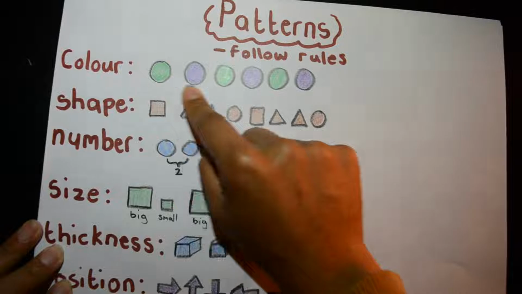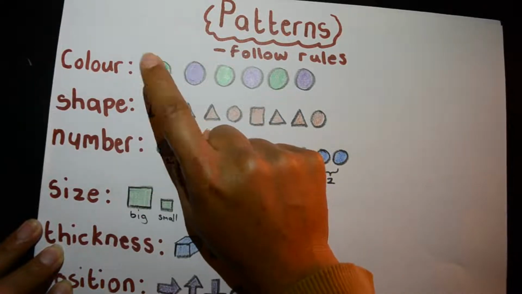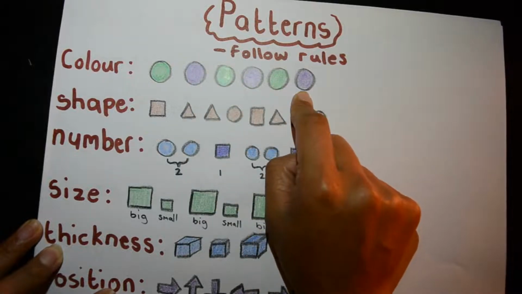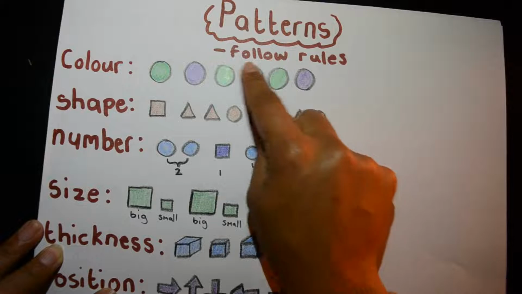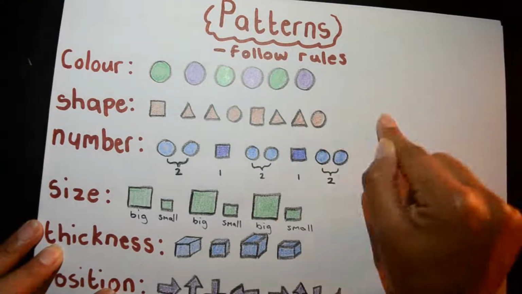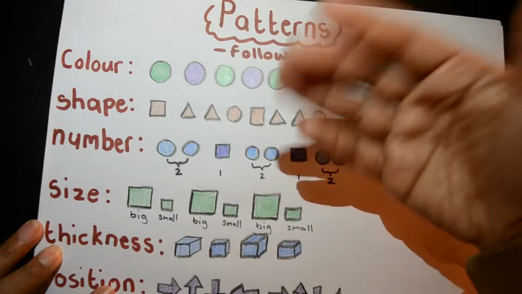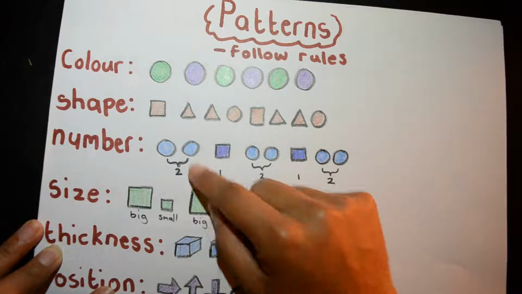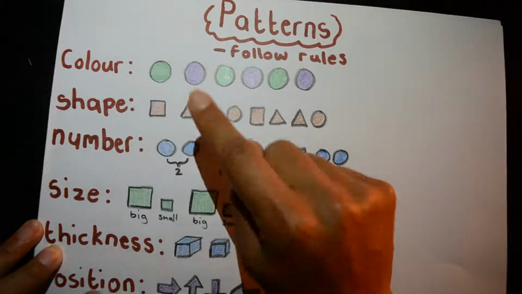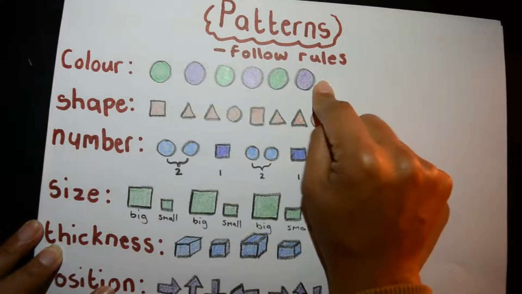So here we have our first pattern. It's made up of color, right? So we have a green one, purple one, green one, purple one, green one, purple one. So patterns also, they don't just follow rules, but the rules keep repeating themselves. So it keeps going over and over and over. It repeats. So here the rule is, it's a green one first, then a purple one. Green one, then purple. Okay, that's the rule.